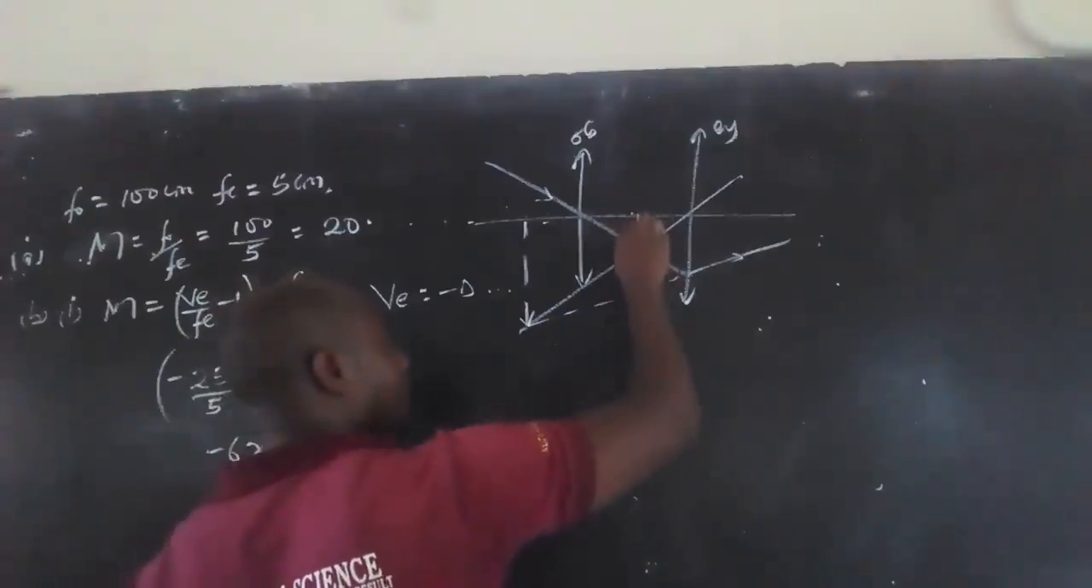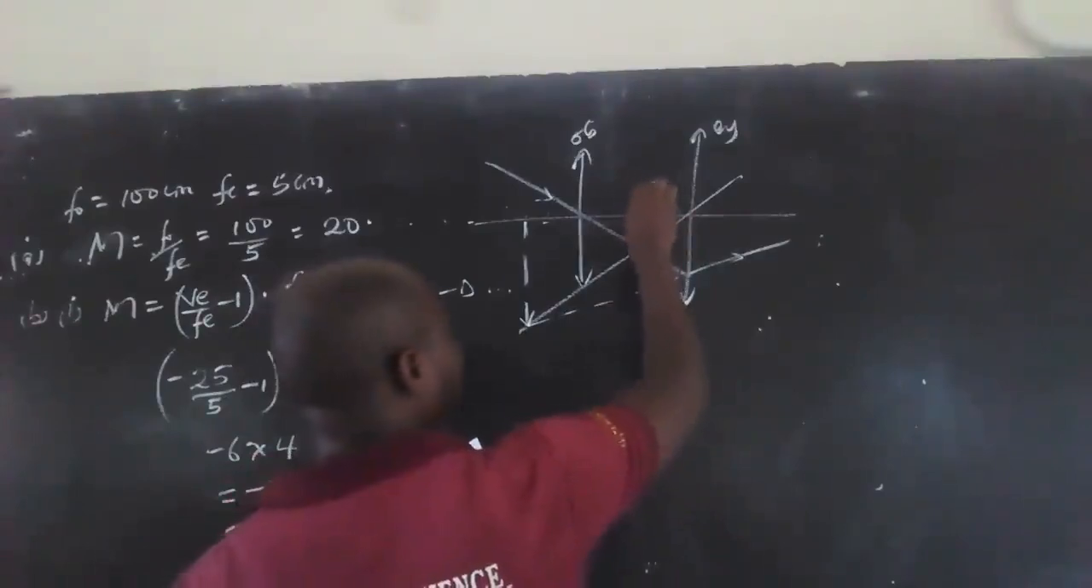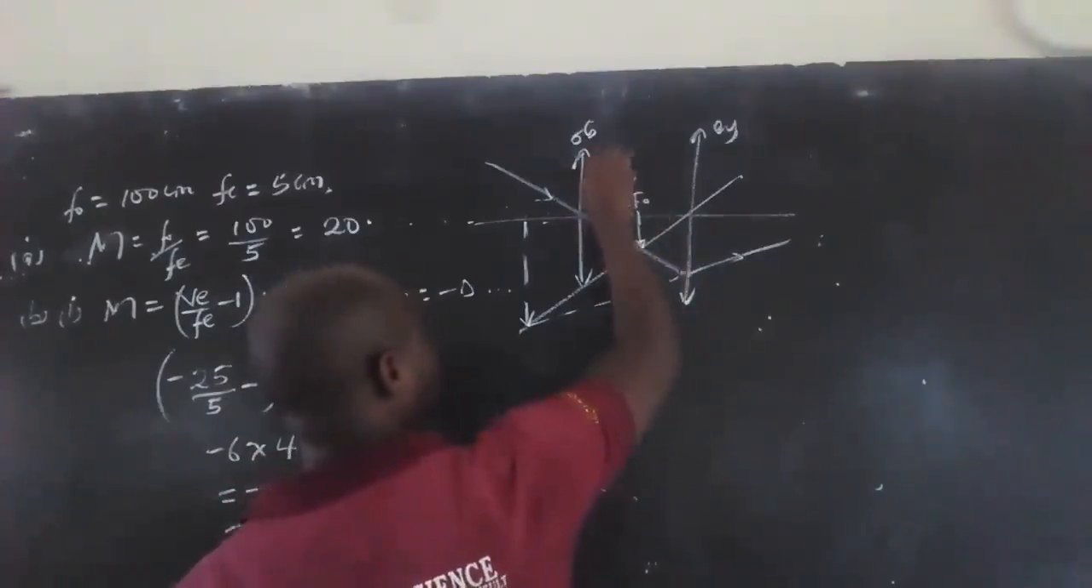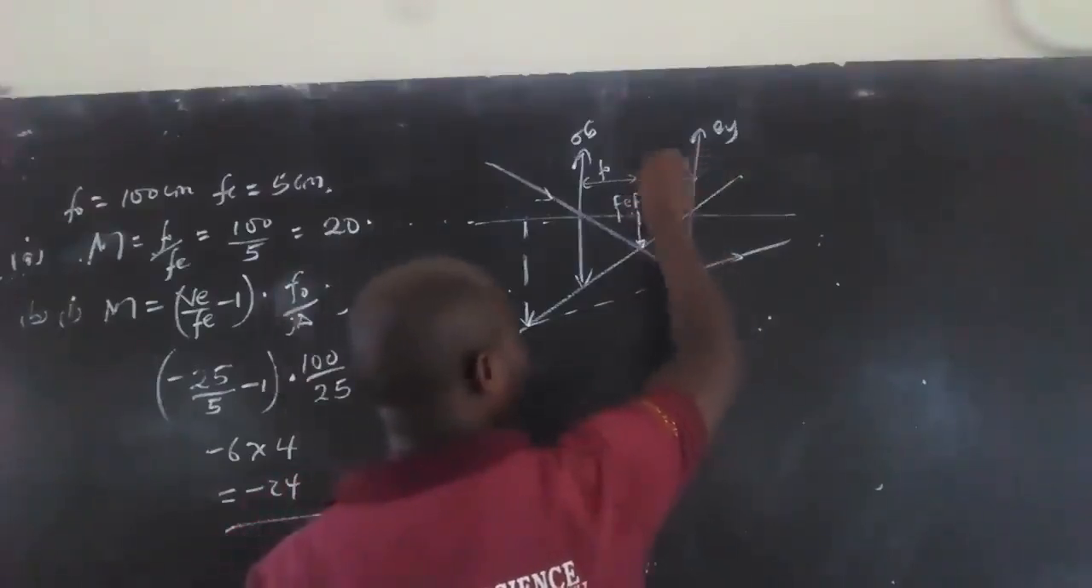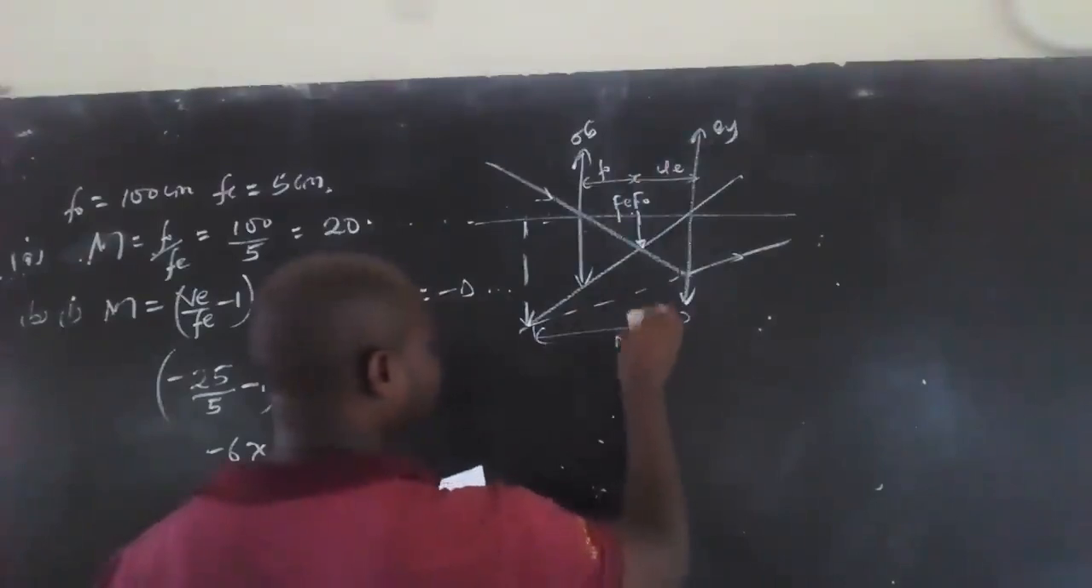Then here we should have this one acting as an object for this. So it is formed at F4, then FA is inside. So the distance here is F4, then the distance here will be UE, and this distance is D, which is 25.